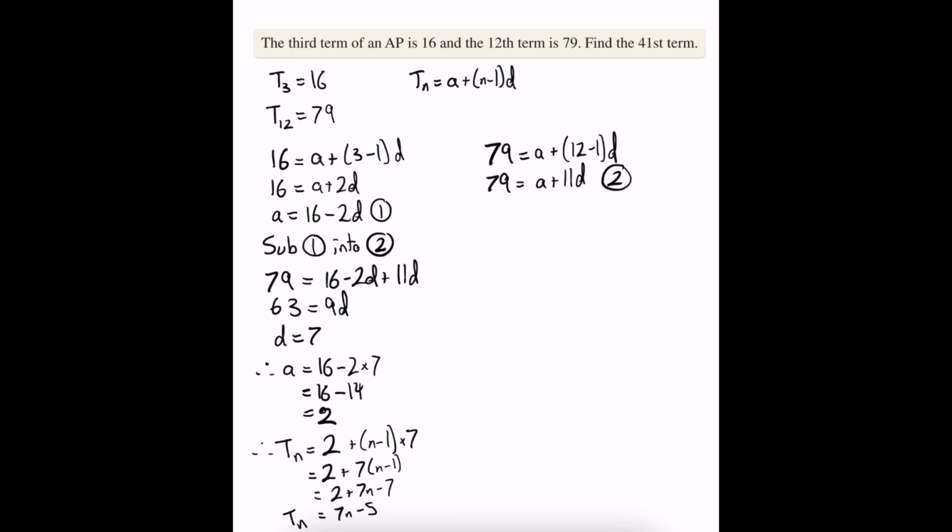Now when we come to the actual question, which says find the 41st term, therefore T41, the 41st term, is equal to 7 times 41 minus 5. And that is equal to 282. And that's it. That's how we would work out this question.